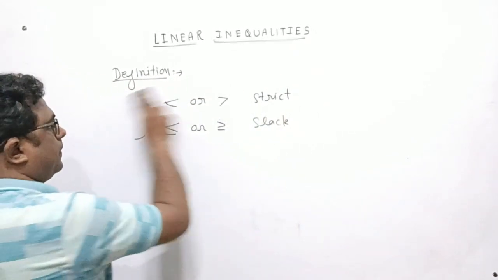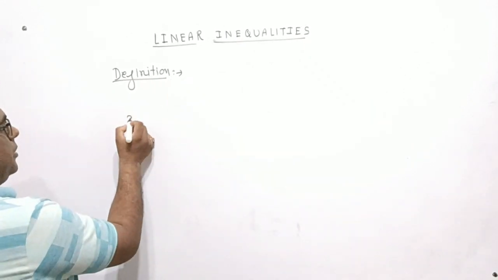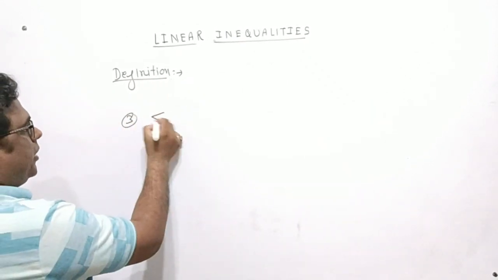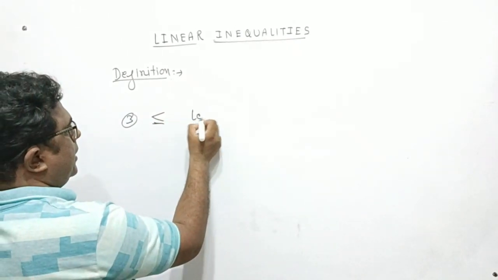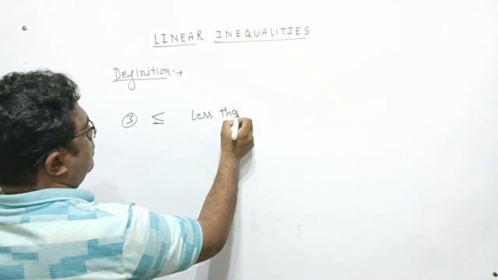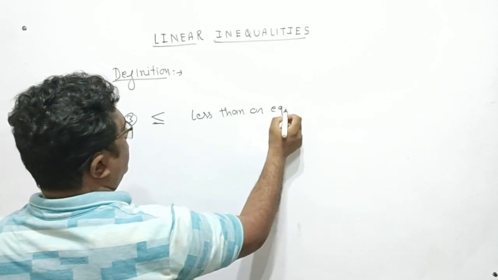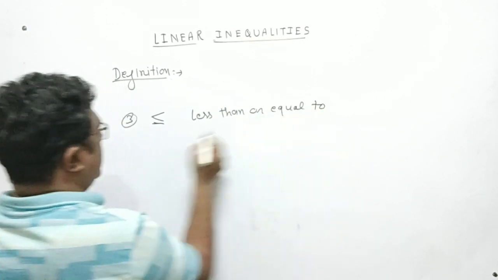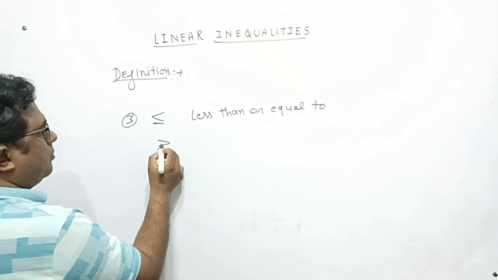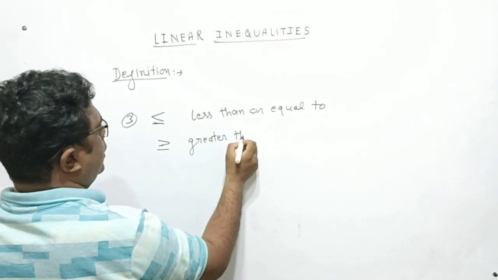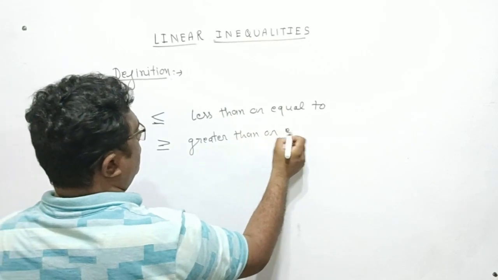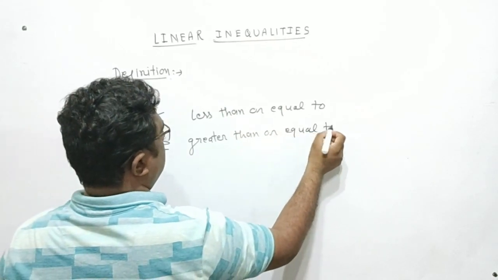After that, point number 3: how do we read this? It means less than or equal to. And similarly, what is the meaning of this symbol? Greater than or equal to.